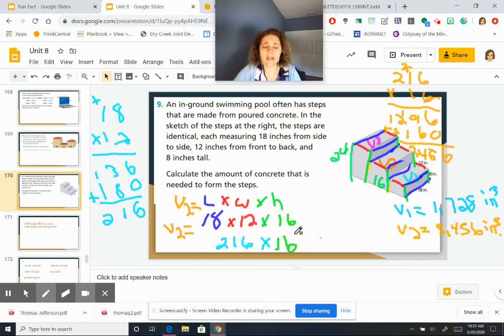And again, for my volume 3, let me erase some of this work and then I'll come back to you. Give me 1 second.